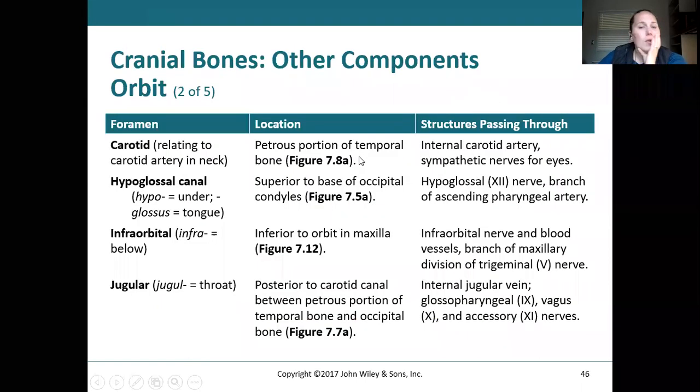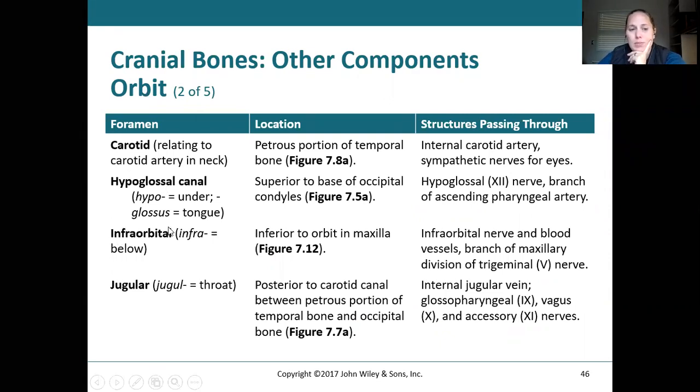Okay, so other components of the orbit, think of the hypoglossal canal, which allows for the hypoglossal nerve. Again, when we talk about cranial nerves, which we'll talk about in several chapters down, these cranial nerves are numbered. You can see here it says the 12th cranial nerve or the hypoglossal nerve. And so that cranial nerve is going to innervate through that hypoglossal canal.